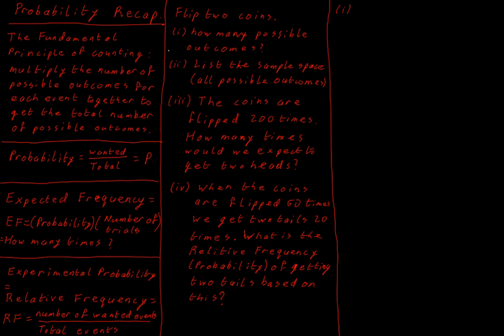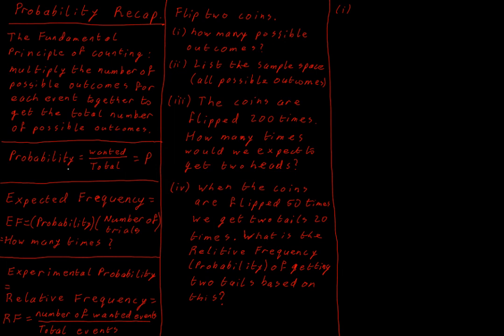Hello. Today we are going to look at a recap of the probability that we already know from earlier work. We're going to start off by mentioning the fundamental principle of counting, which is just when we have multiple different events that can have different numbers of possible outcomes, we just multiply all of those outcomes together to get the total number of possible outcomes. So that's our fundamental principle of counting.